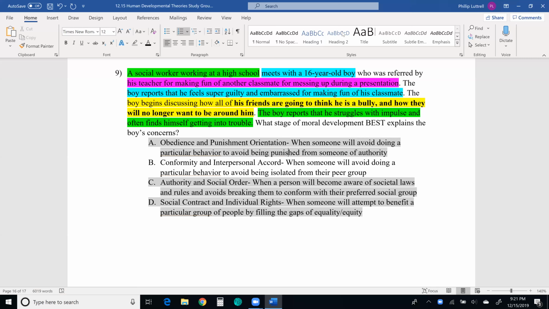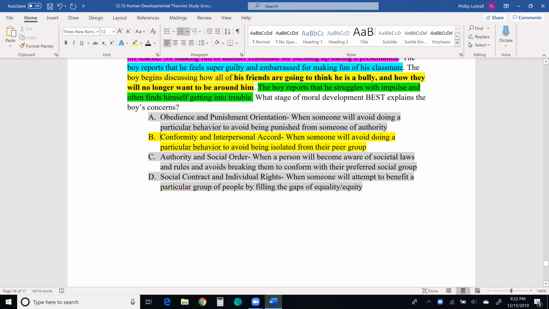So the correct answer here is conformity and interpersonal accord because his focus is on the acceptance of his peers, rather than appeasing a person of authority or going against a particular person of authority because you don't like them and want to be punished in some way, shape, or form. So conformity and interpersonal accord is about that social acceptance. And since he's fearing that he's going to be rejected by his peers, that's why he is in that stage right now.